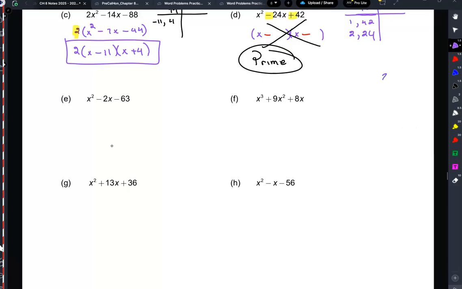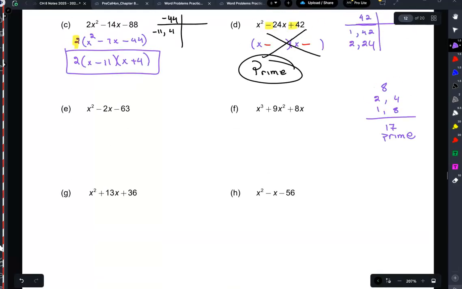Just like, for example, 8, right? It has factors, right? 2 and 4, 1 and 8. But 17 is prime, right? Because it doesn't have any other factors. You can't break it down into any other factors. It's a prime number. So is this one. It's a prime expression. It's the same idea. You can't come up with any factors for it. Okay? All right. Let's do this one.